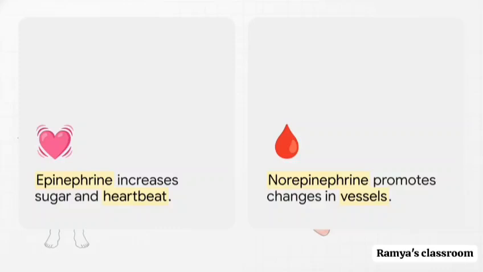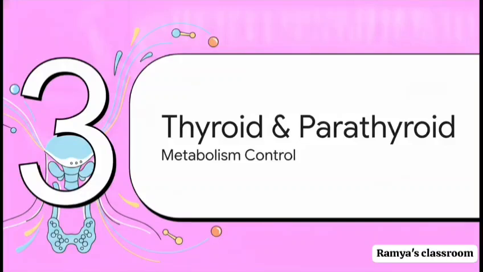Meanwhile, norepinephrine targets the smooth muscle of your blood vessels to promote either the constriction or dilation of their diameter. It's literally directing blood exactly where it's needed most during a fight or flight moment. Number 3. Metabolism control, thyroid and parathyroids.